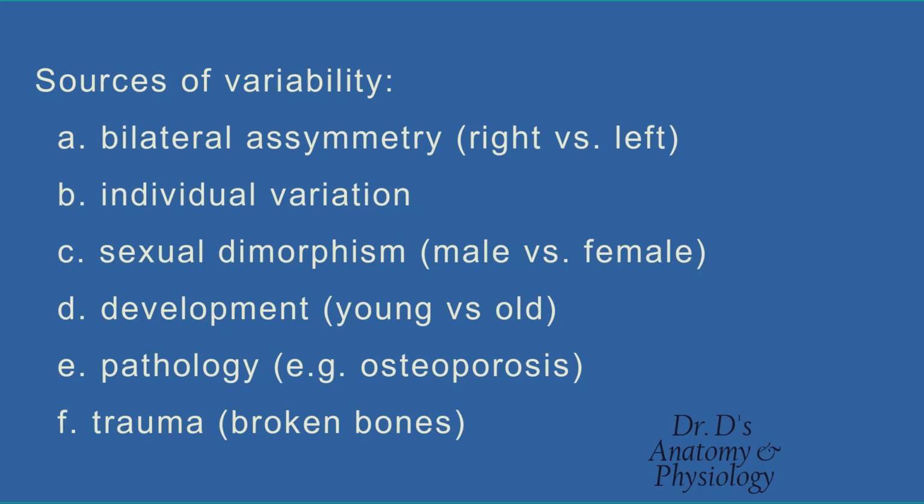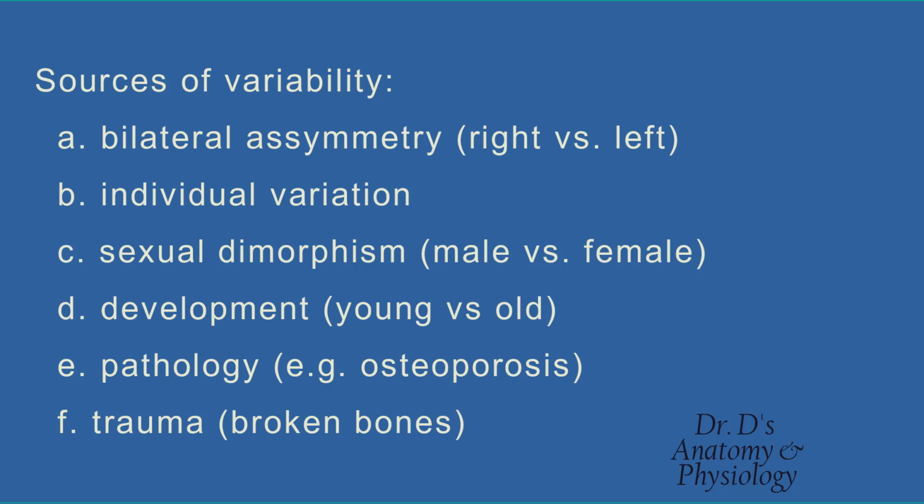Another thing is that you're going to see individual variation. If you have bones from actual human specimens, there's always going to be a lot of variation. And even if you look at these plastic models, if the plastic models come from different individuals, you're going to see variation. So you should appreciate that variation and understand it.